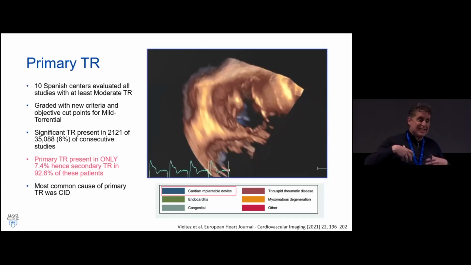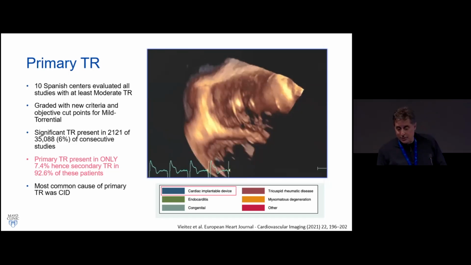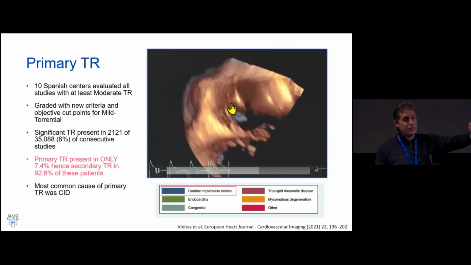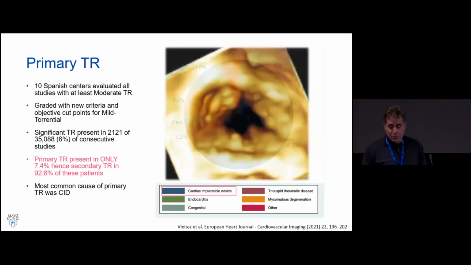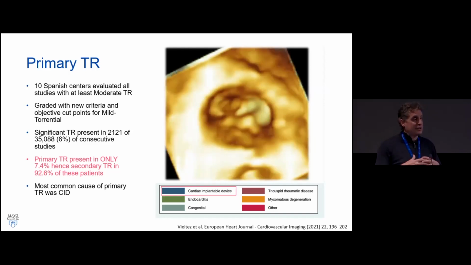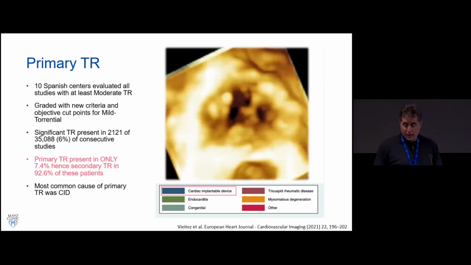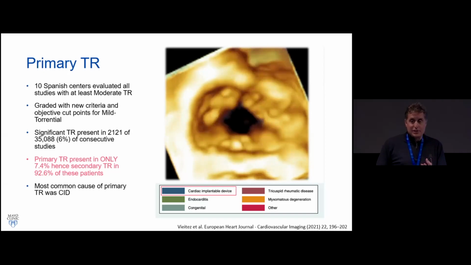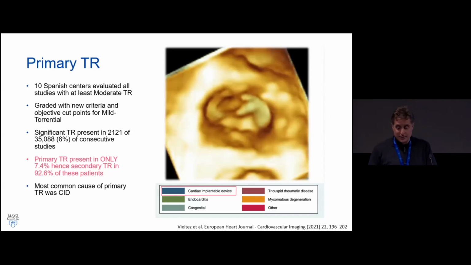The pacing lead can interfere with the subvalvular apparatus. It can, as we see here, be adherent or adjacent to the posterior leaflet and impede motion of that posterior leaflet. This is an example where the lead actually went right through one of the leaflets itself, causing trauma to the leaflet and subsequently causing tricuspid regurgitation. So the majority of primary TR is actually related to things that we do by putting in these devices.